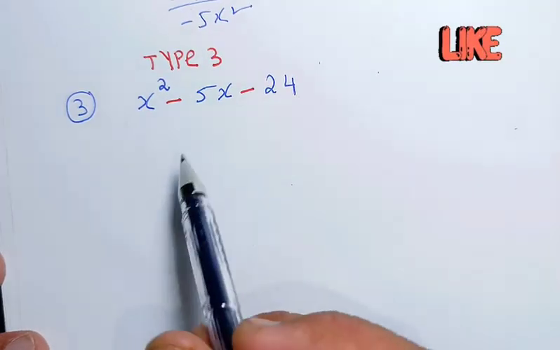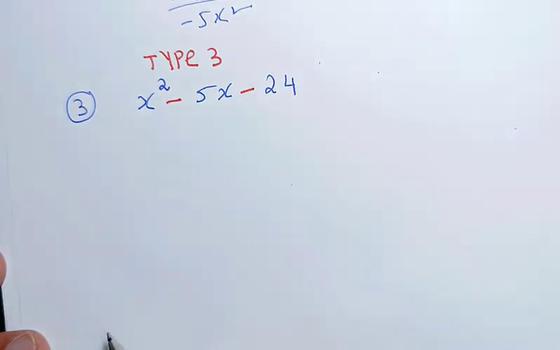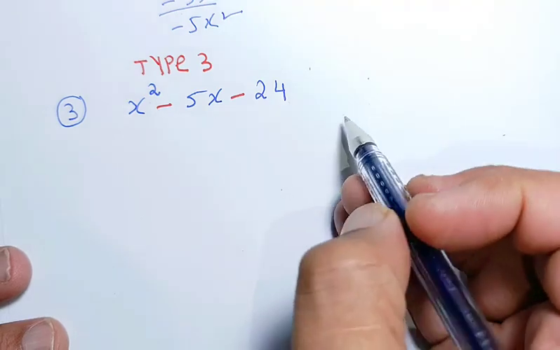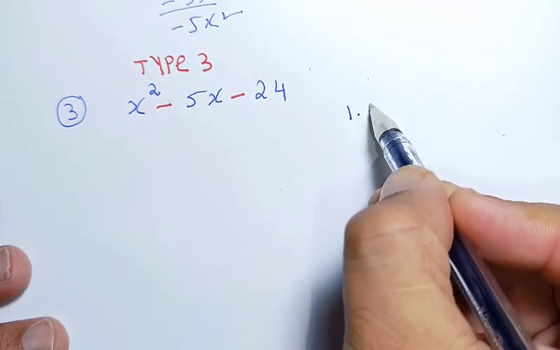Now, type 3, both signs are negative. So when you see both signs are negative, then in the bracket, the larger number will be negative. I'll show you how. So find the factors of the last term, which is 24. The product of the factors of 24. 1 times 24 is 24.